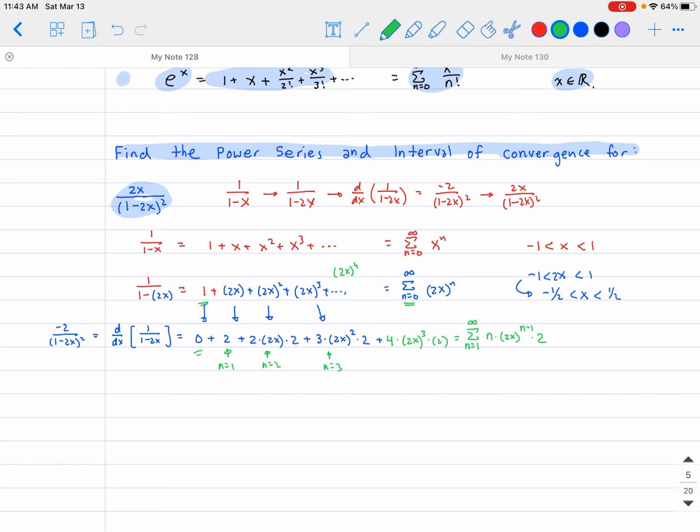In terms of its interval of convergence, if you take the derivative, nothing is going to happen to it. You're not going to modify anything because you're not shifting or anything like that. So it's still going to be the same thing.